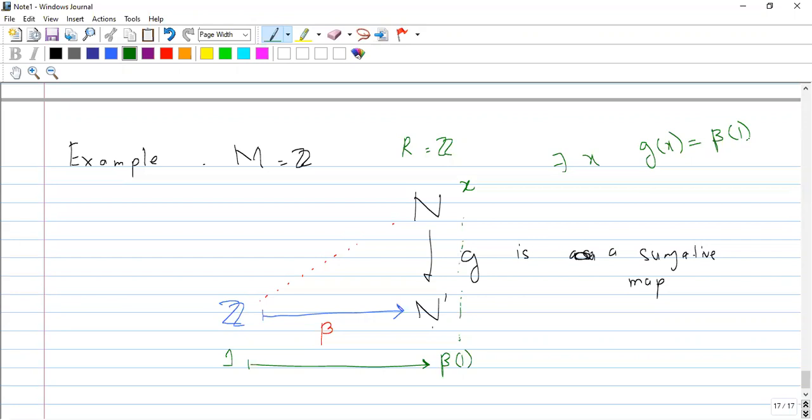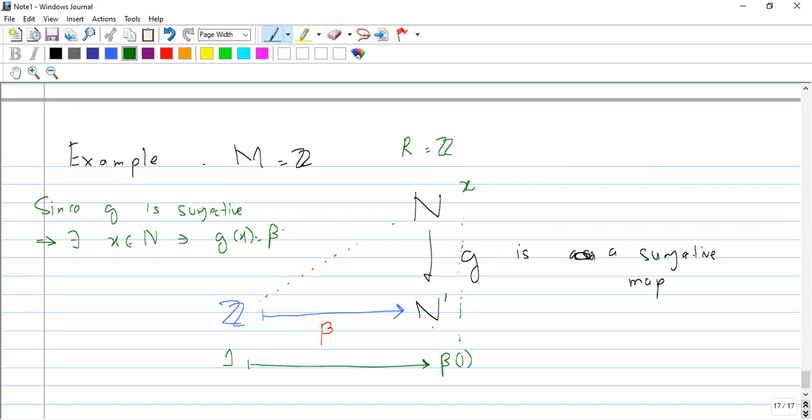Okay, now I am defining a map. So define a map. तो मैं इसको इस तरह से लिख रहा हूँ that since g is surjective, it implies that there exists x in N such that image of g under x is equal to beta of 1.